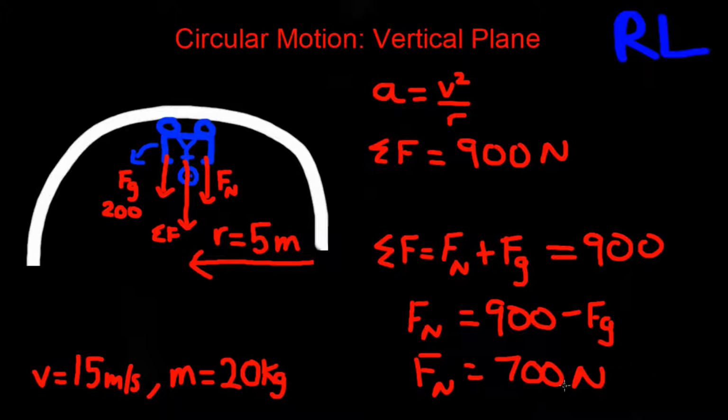And so we can see that the normal force here is actually less than the normal force was in the previous question. And that's because in this case, the gravity is actually contributing to accelerating you around the circle. It's helping you go downwards. Whereas before, we need to accelerate up, and so the gravity is working against us. And so that's why this is smaller than last time.